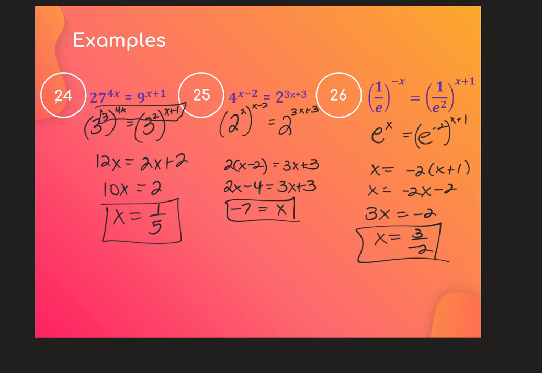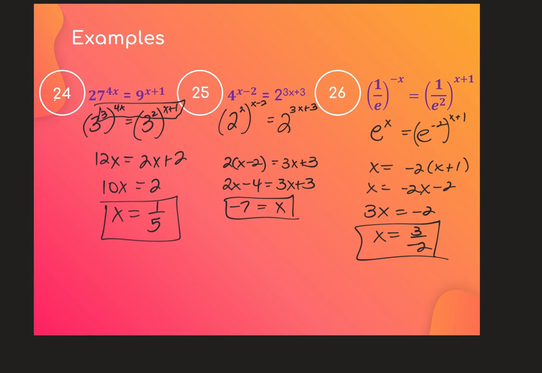For 24, you have to change both these bases. So 27 is 3 to the 3rd, and then that gets multiplied by the 4x to get the 12x. 9 becomes 3 to the 2nd. That 2 gets distributed to both the x and the 1. So it becomes 2x plus 2. Subtract the 2x, you get 10x equals 2. Divide by 10, and 2/10 is 1/5.